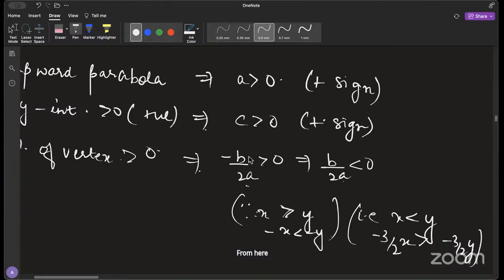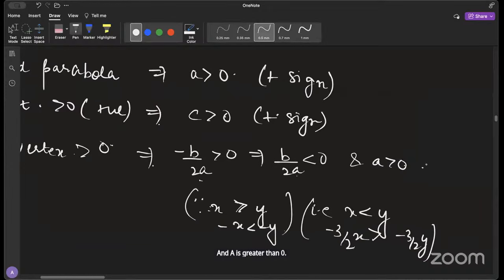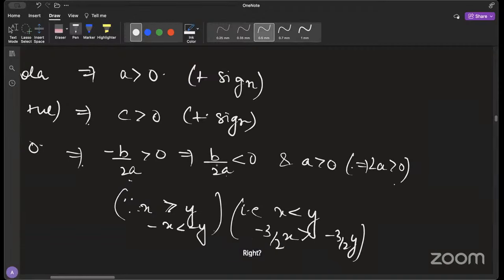From here, if you multiply negative on both sides, you'll get minus of minus b by 2a, so b by 2a less than 0. Minus of 0 is 0 only. Now the sign of a is positive, right? And a is greater than 0. This implies 2a is greater than 0, right? Now 2a is greater than 0, and b by 2a is less than 0.